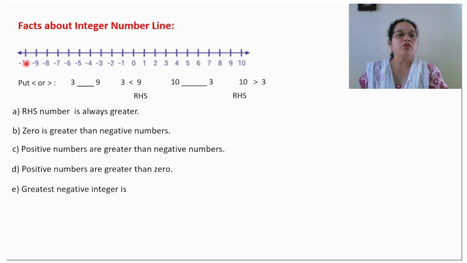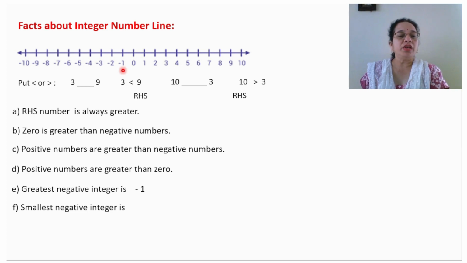So can you say what the greatest negative integer is here? These are the negative integers. Which number is on the extreme right hand side for the negative numbers? This -1 is on the right hand side. So the greatest negative integer is -1.